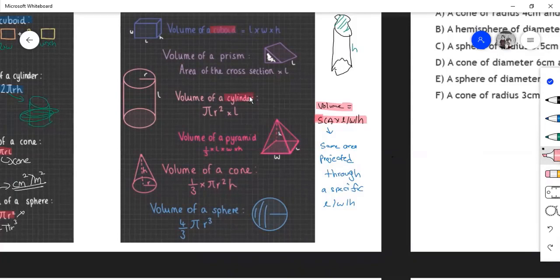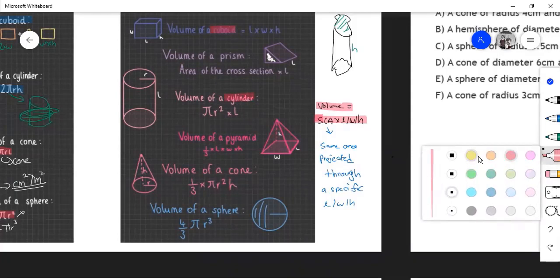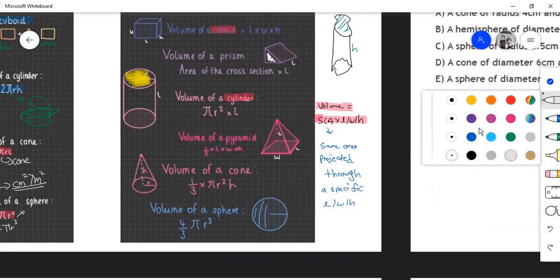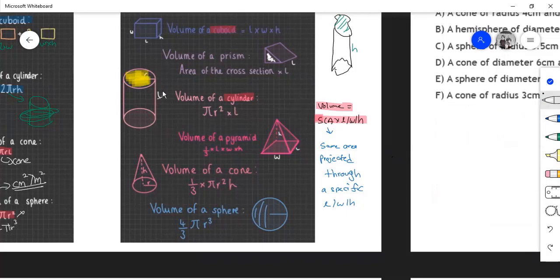To find the volume of a cylinder, like I mentioned just now, you see the drill here. My similar cross-section area is this entire circle up there. Okay, so what I do is this circle is the one that I extrude for a specific value called L. So that's why it's pi r squared multiplied by L.